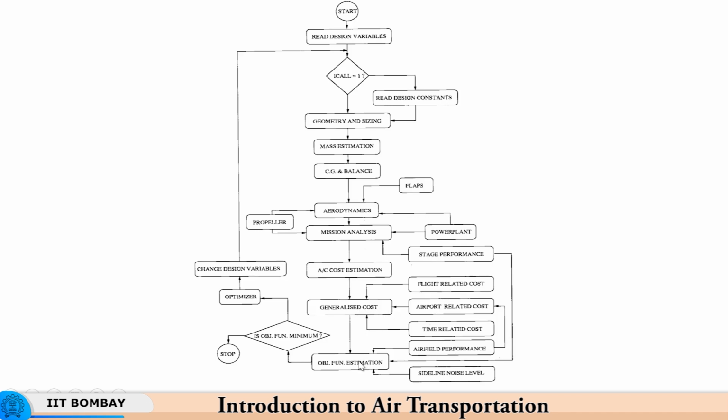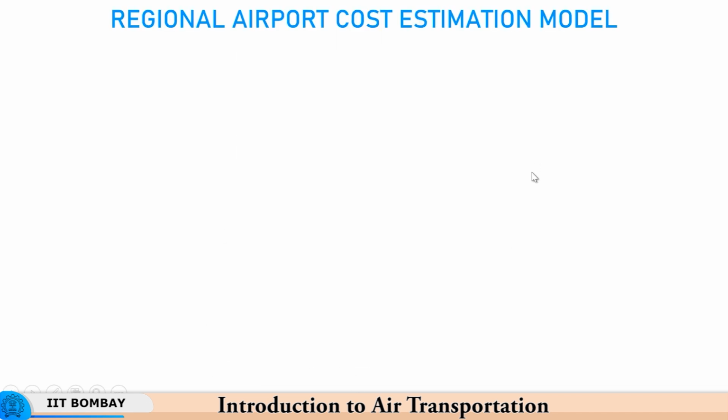Okay. Just check whether this is the first call or not. If it is not, then you do not go this way, because they are already in the memory, and then you keep on continuing this till you reach convergence. Now, as I mentioned, one of the important components of this particular Kraiger tool is the regional airport cost estimation model. So, let us look at this in more detail today.